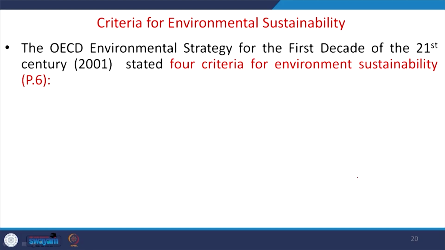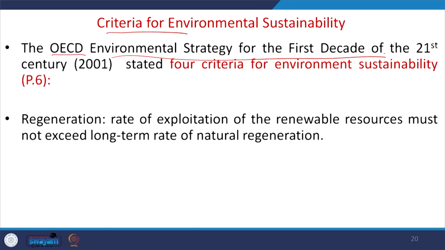Now, let us discuss the criteria for environmental sustainability. How may environmental sustainability be possible? We can take the case of the strategies by the OECD. This is the Environmental Strategies for the First Decade of the 21st Century, an OECD publication in 2001, and this document states four criteria for environmental sustainability. What are these four criteria? So that environmental sustainability may happen, the first one is regeneration.